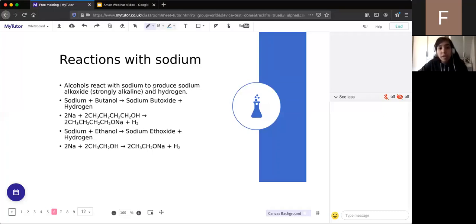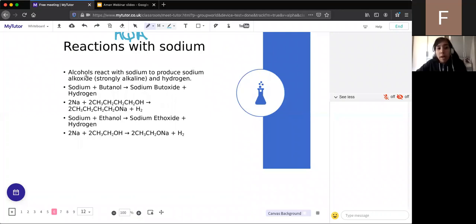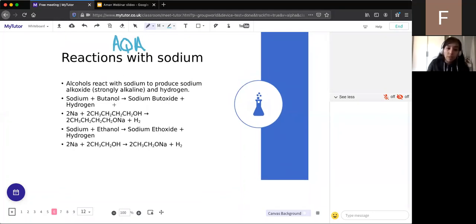So sodium here: alcohols react with sodium to produce sodium alkoxide and hydrogen. I'm just going to remind you this is an AQA topic, so if you're not doing AQA, you don't need to know about this. What I mean by alkoxide is, if you have a look at the first example, sodium will react with an alcohol, specifically butanol, to produce sodium butoxide and hydrogen. What would we see in this reaction? What would we see if we did that reaction?